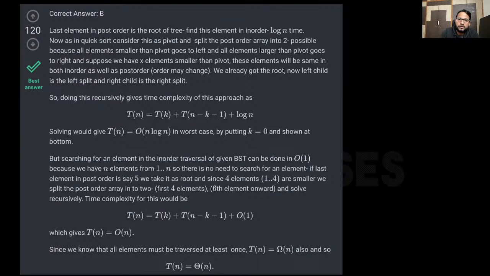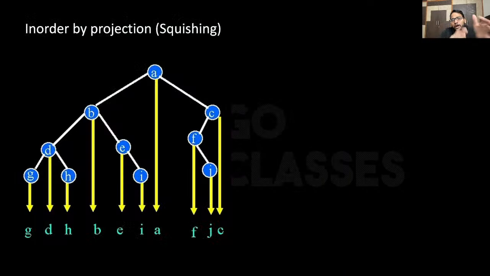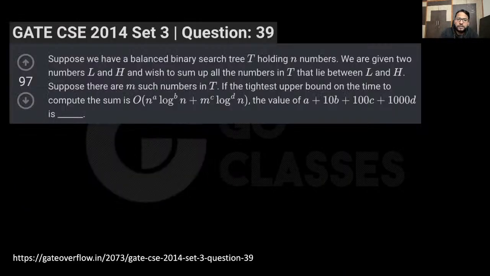Okay, cool. Now let's move to a very interesting question, which is basically finding the range of numbers in a binary search tree. They are saying that not just find only one number, they want to find numbers between L and H. So this is what the question is, and they have asked this 2-3 times. So let's just do it very carefully.